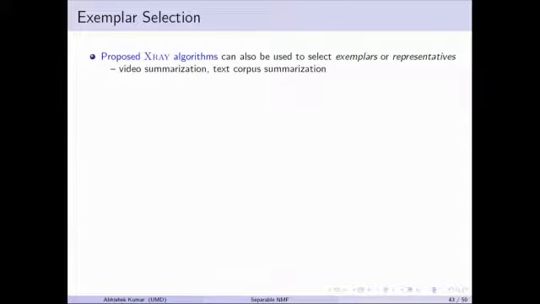Now this is my last application here. So far we saw that we had data points along the rows of this matrix, and we were selecting columns. So this was equivalent to selecting some features from the matrix. Now let's say we transpose this matrix X. In this case we'll select some samples from the data which are representative, or exemplars, of your whole data set. So this setting can be used in video summarization or in text corpus summarization, in terms of a few documents or a few frames.